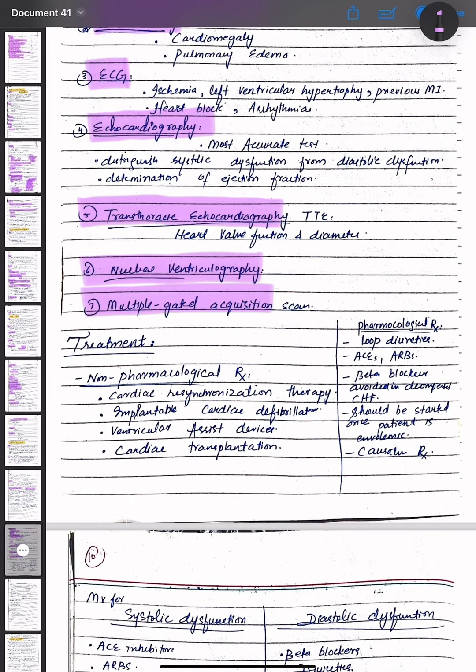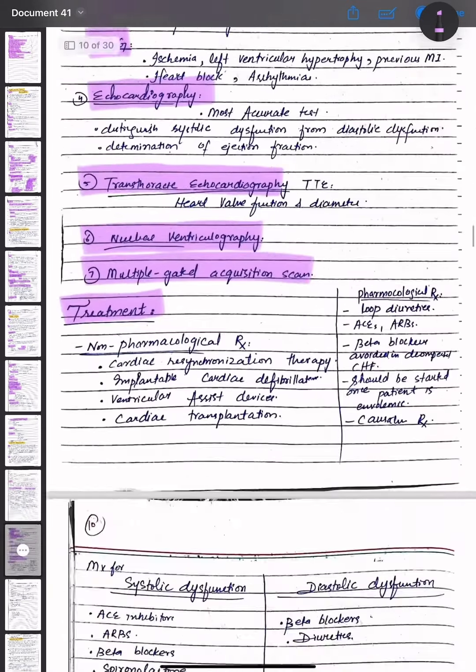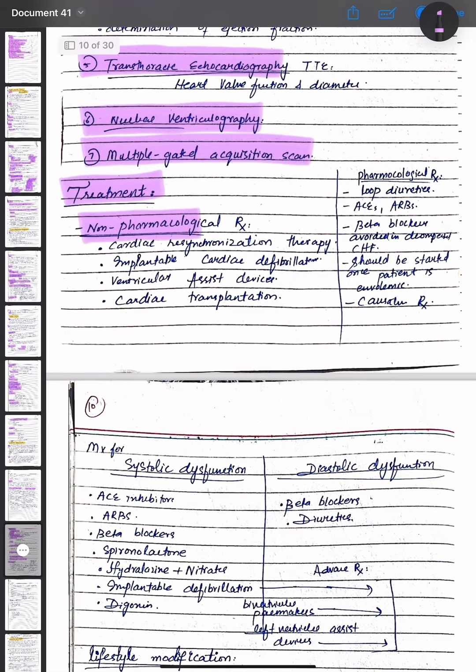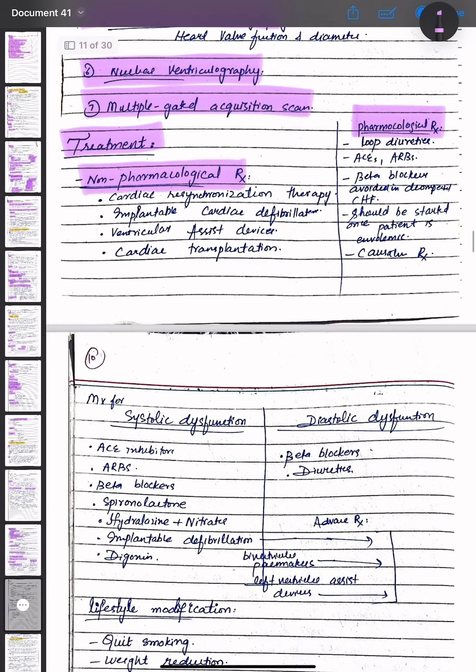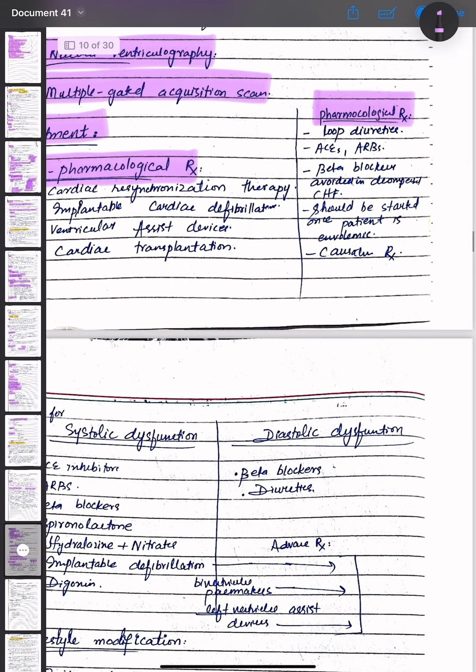The treatment options for congestive cardiac failure are the non-pharmacological treatment and the pharmacological treatment. In non-pharmacological treatment, cardiac resynchronization therapy is done, implantable cardiac defibrillators are used, ventricular assist device is used, and cardiac transplantation is done. In pharmacological treatment, loop diuretics are given, ACE inhibitors and ARBs are given, beta blockers are avoided in decompensated congestive heart failure and should be started once the patient is euvolemic, and causal treatment is done.